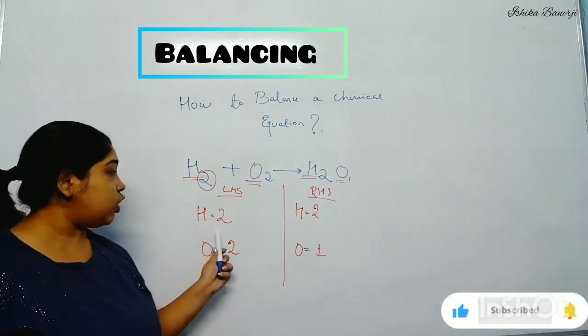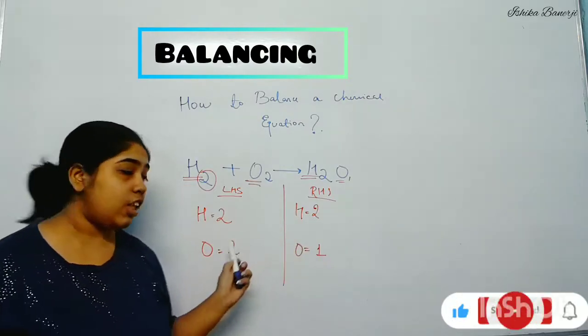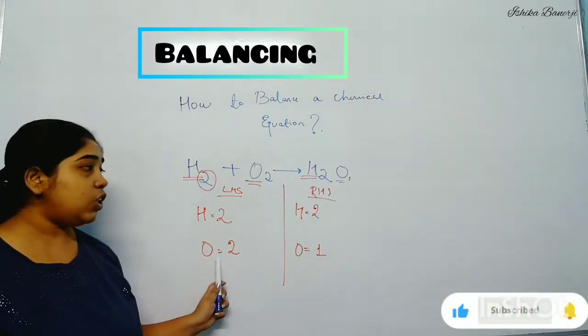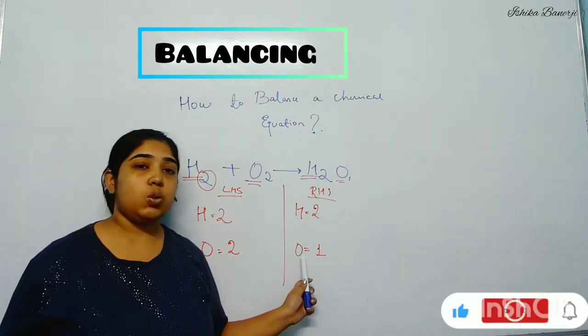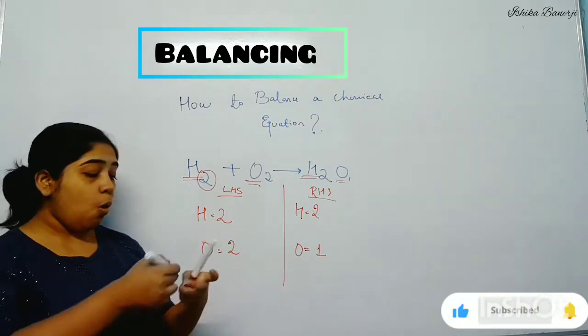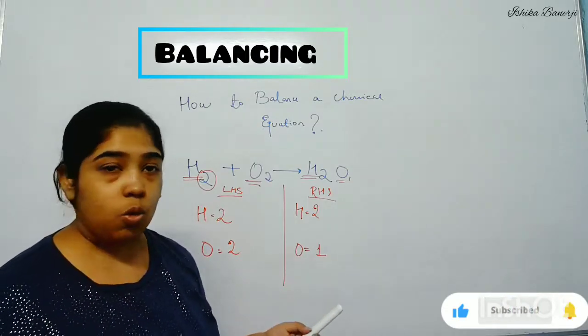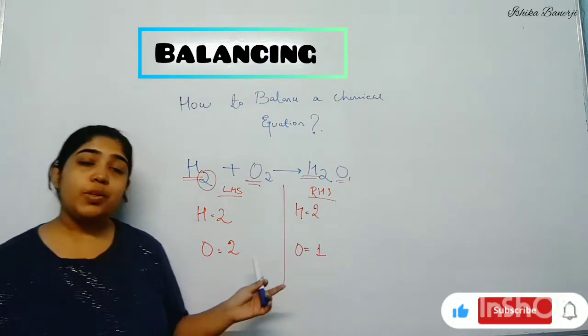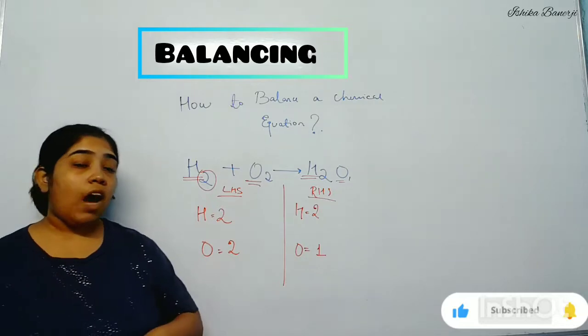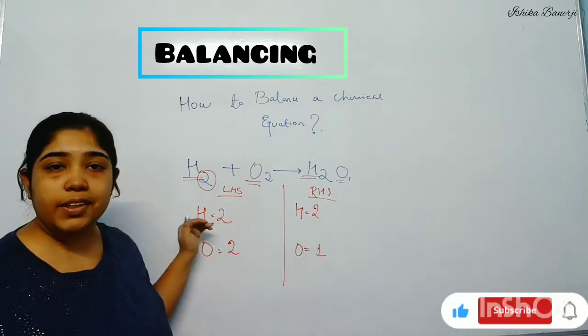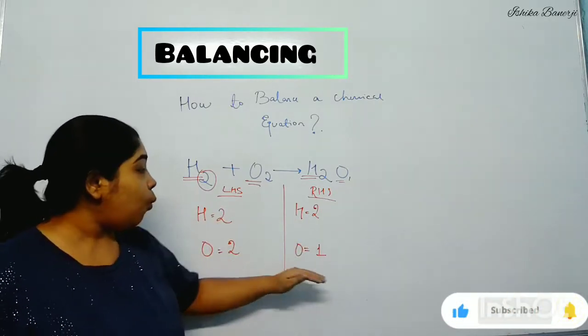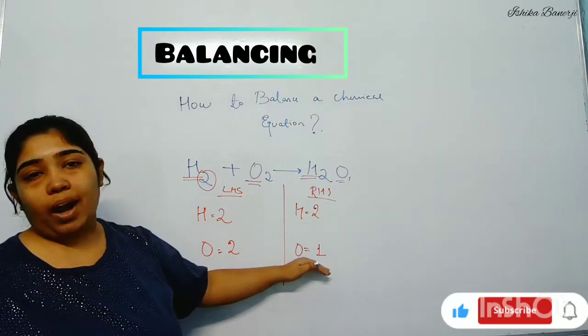We can see H is 2, H is 2. So H is balanced, but O on the left hand side is 2, but on the right hand side it is 1. So we can see that O is not balanced. Yes or no, students? Is O balanced? No. So this equation is unbalanced. So we need to balance this equation. Now students, see H is balanced. We are not interested about H. Let's come to O. We can see that O here is 1, here is 2.